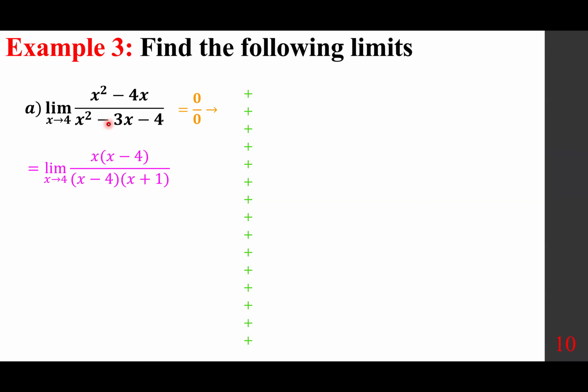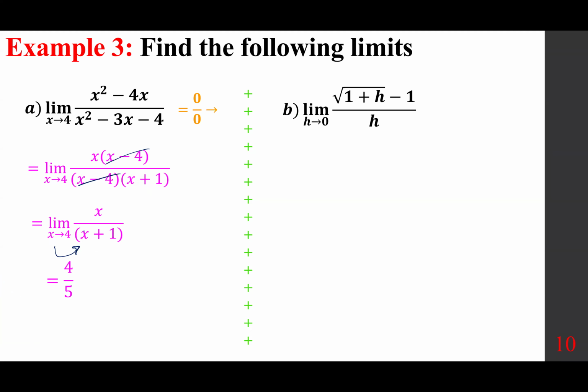So we have the limit as x approaches 4 of x times x minus 4 over x minus 4 times x plus 1. Common factor of x minus 4 is dropped. And if we plug in 4, the final answer will be 4 over 5.